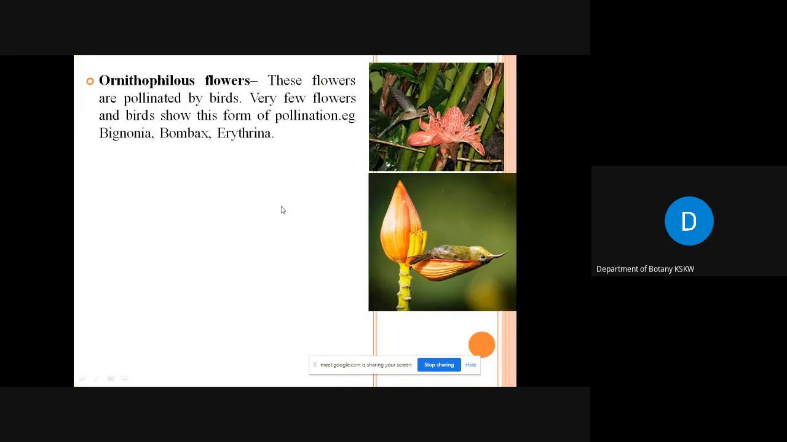Ornithophilous flowers. These flowers are pollinated by birds. Very few flowers and birds show this form of pollination. Here we have this bird, the flower of Musa.